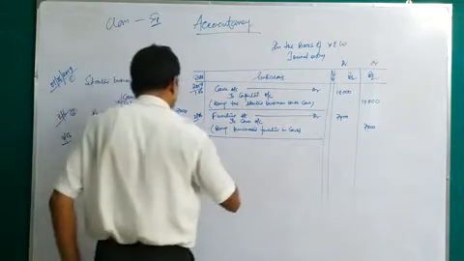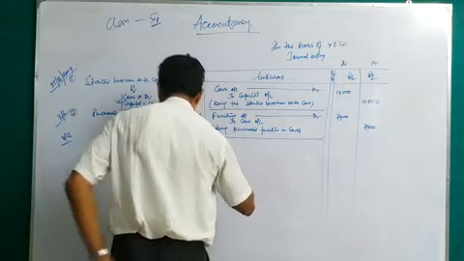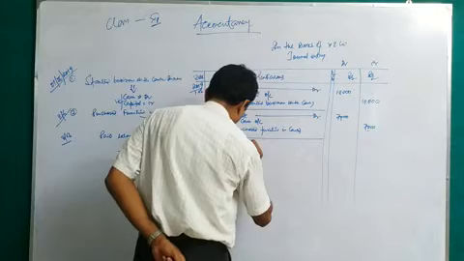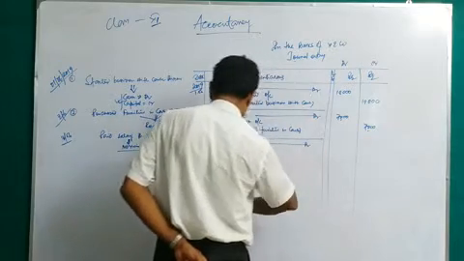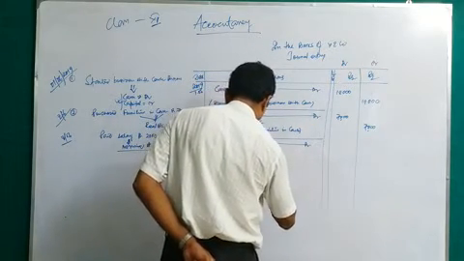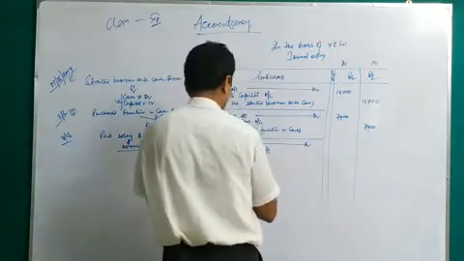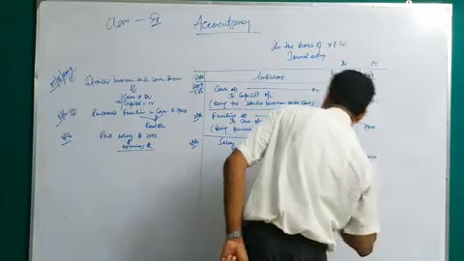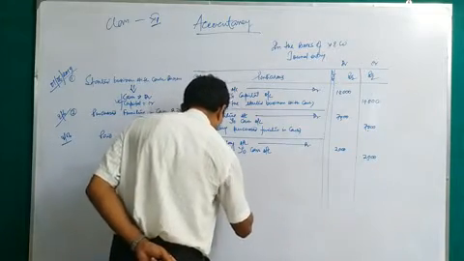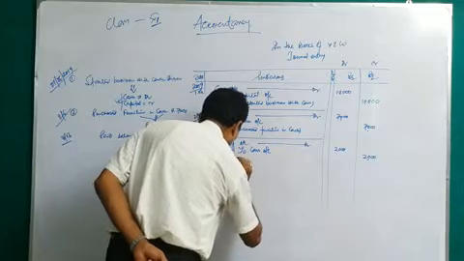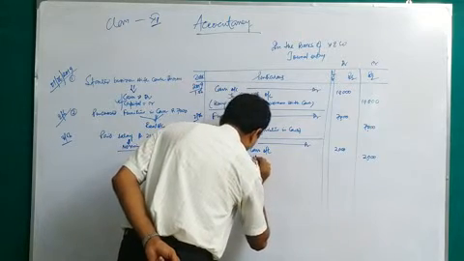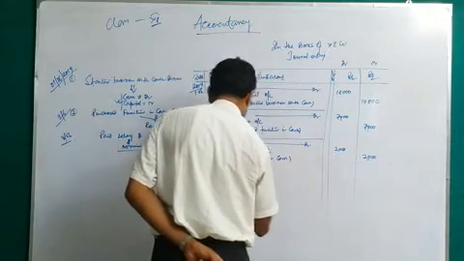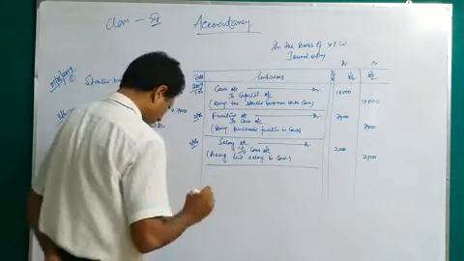So 3rd June: salary account debit to cash account, 2,000. Being paid salary in cash.